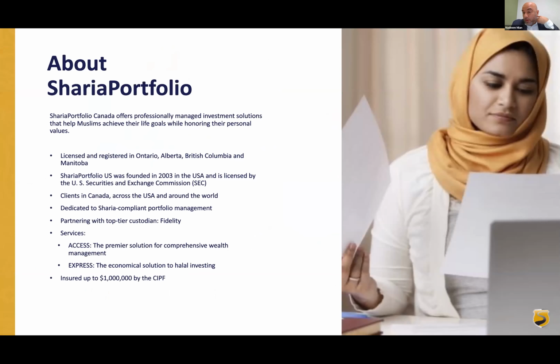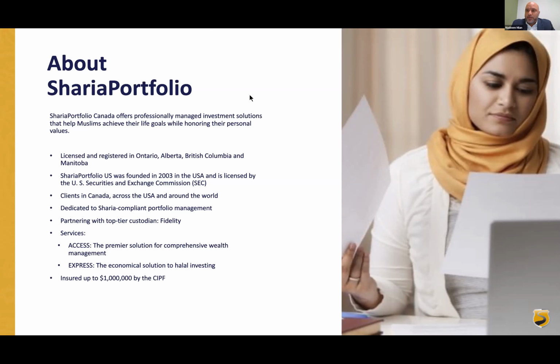So just some quick background on ShariaPortfolio, specifically in Canada, what we do. We are professionally active portfolio managers. We're currently registered in the provinces of Ontario, Alberta, British Columbia, and Manitoba. Like I mentioned, ShariaPortfolio was founded in 2003 with its parent company. And we do have clients across Canada and actually even around the world. That's one of the reasons why we are doing this webinar today, because we obviously get a lot of interest from international clients.